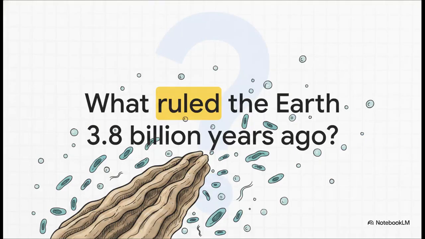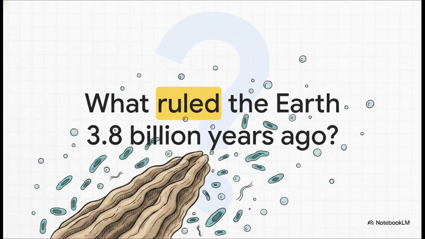To really put this in perspective, let's start with a huge question. What ruled the Earth 3.8 billion years ago? So, our planet is about 4.5 billion years old, right? But the oldest fossilized rocks, which are called stromatolites, show us that bacterial life was already thriving 3.8 billion years ago. Early Earth had a completely anaerobic atmosphere, literally no oxygen at all.